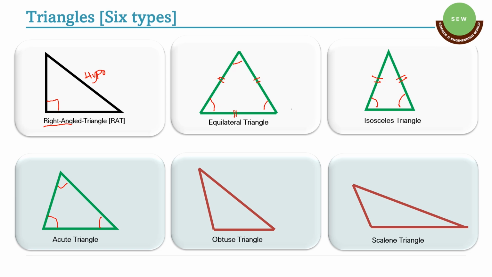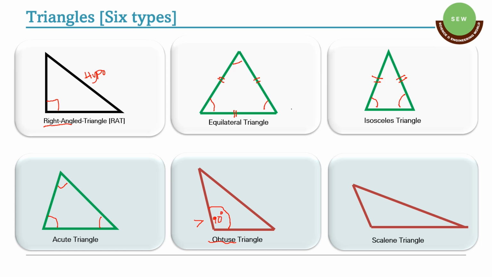The fifth one is the obtuse triangle. An obtuse triangle always has one of its angles greater than 90 degrees. So of all the angles, one of these, like this, is greater than 90 degrees.